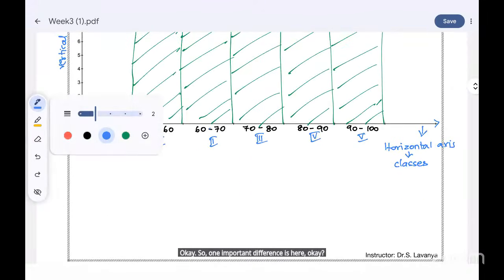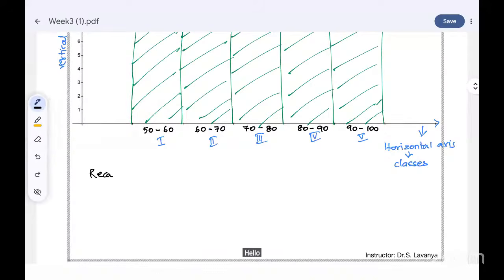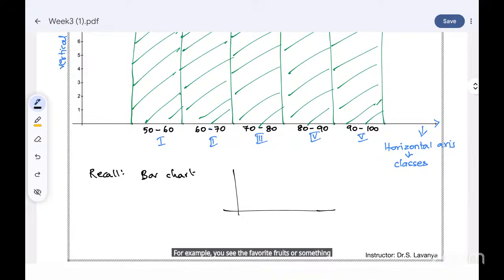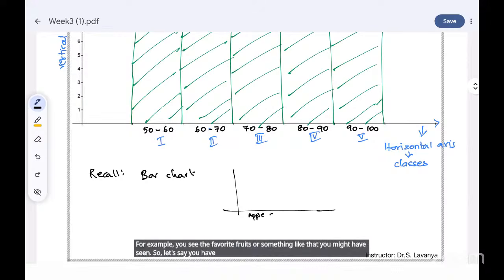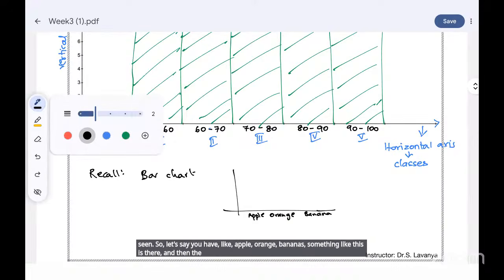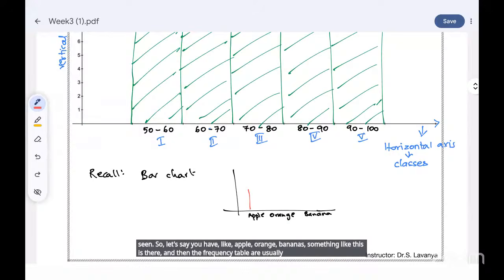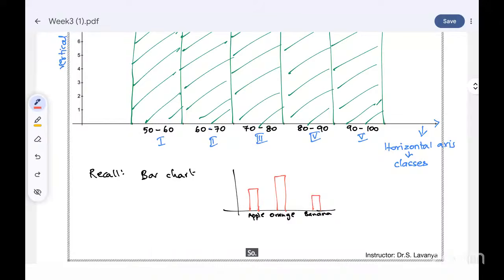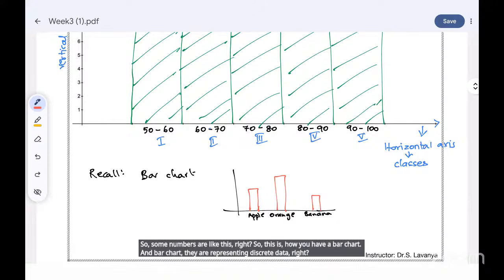Okay. So one important difference is here. Recall, if you have a bar chart, for example, the favorite fruits or something like that you might have seen. So let's say you have apple, orange, banana, something like this. And then the frequency table is usually something like this. So some numbers are like this, right? So this is how you have a bar chart. And bar charts represent discrete data, right? And you see the classes are just standing somewhere independently.